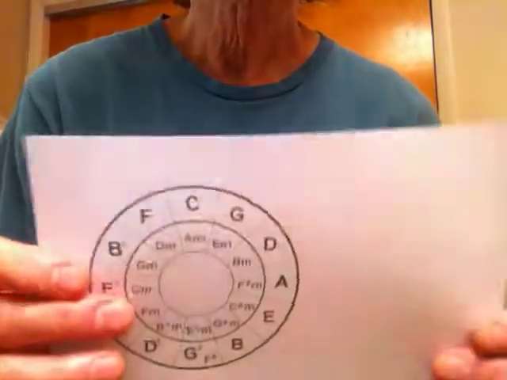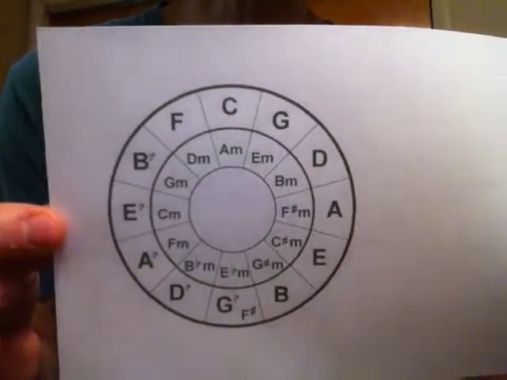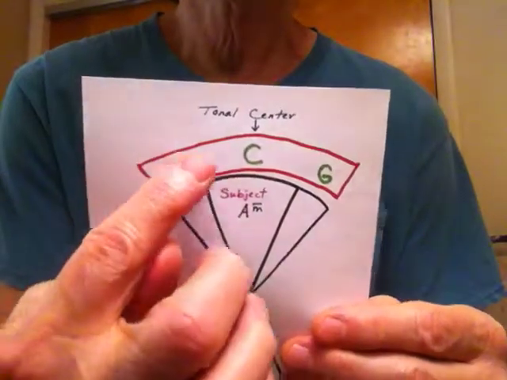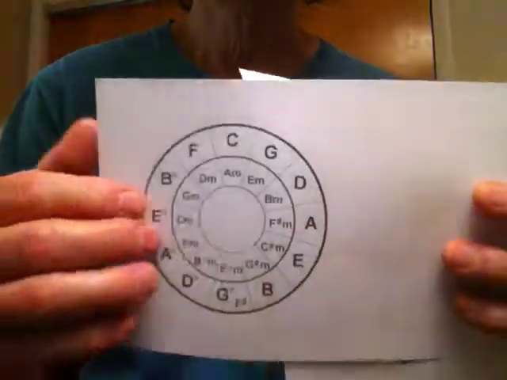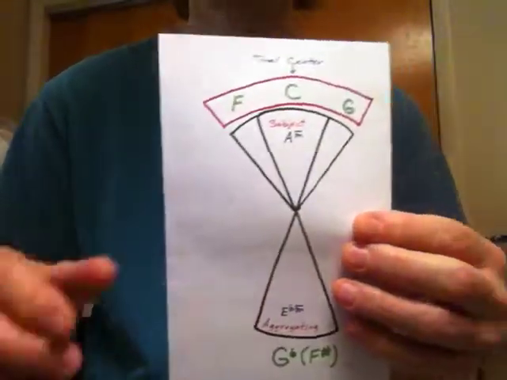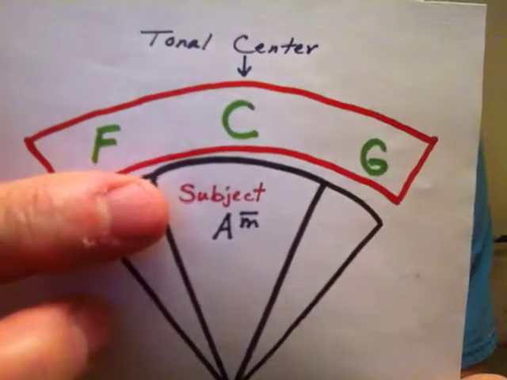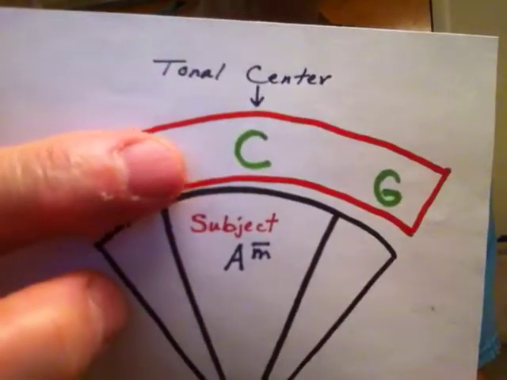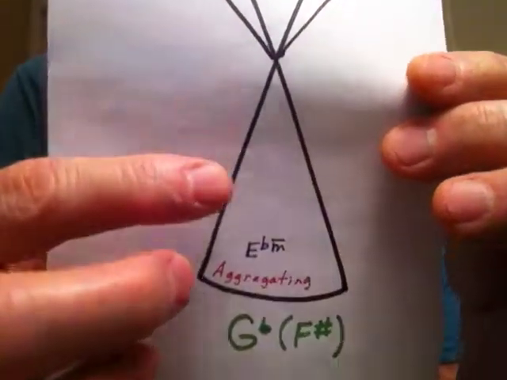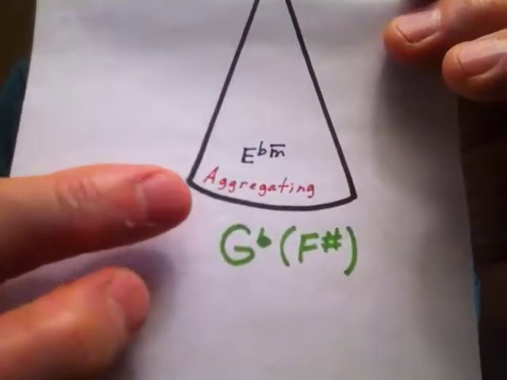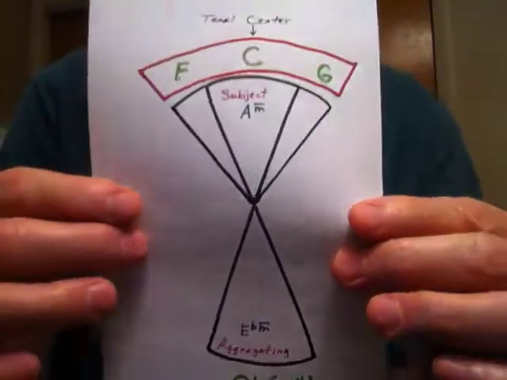So, in previous videos, I talked about the circle of fifths. This is a very simple version here, all right? And I showed how I came up with a theoretical idea of the perfect chord. Then I blew up a couple slices on the circle of fifths, and I showed you this diagram and how I came up with the idea of a subject tone, scale, or chord. And then across from that, I have the aggregating tone, scale, or chord. All right, I showed you that in previous videos.